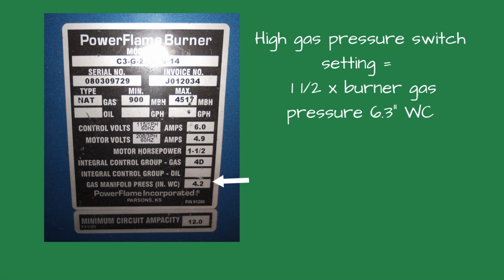The high gas pressure switch should be set for 1.5 times the burner's rated pressure. 4.2 inches times 1.5 equals 6.3 inches of water column. The burner will shut off if the gas pressure is above 6.3 inches water column.